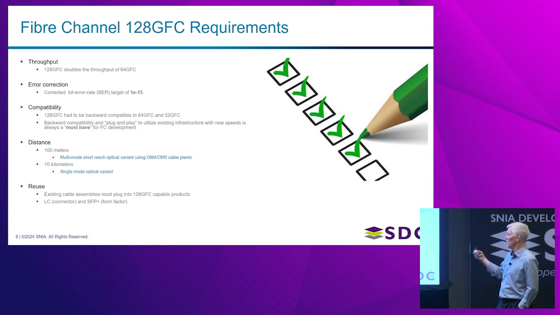And then finally, we want to be able to have components that we build to be backwards compatible so that existing components can plug into them. That is, we can take a 128 gig optic and plug it into a link that's connected to a 64 gig or a 32 gig device.